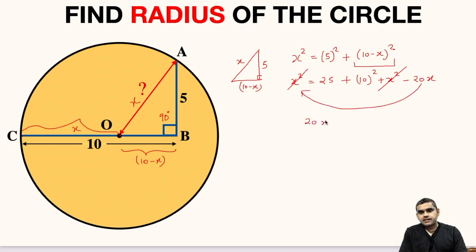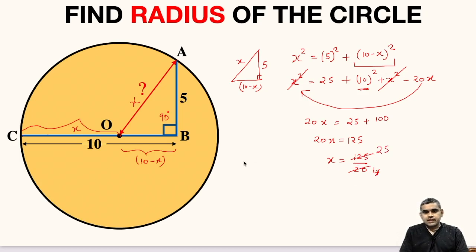So we will get 20x equals 25 plus 10 squared, which is 100. So 20x equals 125. So x will be equal to 125 upon 20. Let us divide it by 5. So 5 times 4 is 20, 5 times 2 is 10, 5 times 5 is 25. So x equals 25 upon 4.